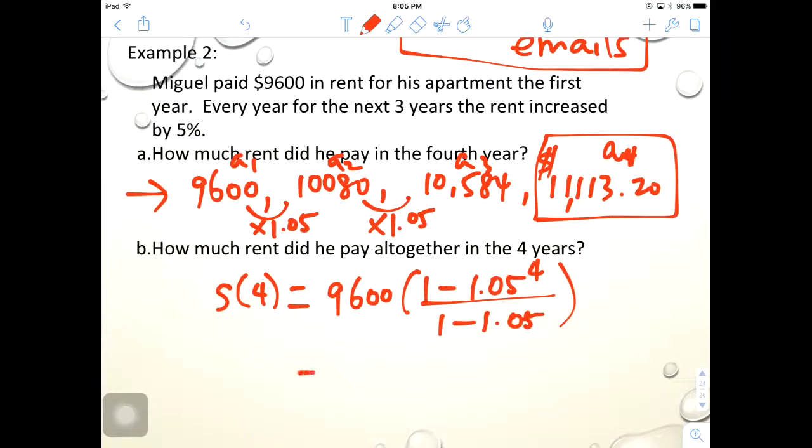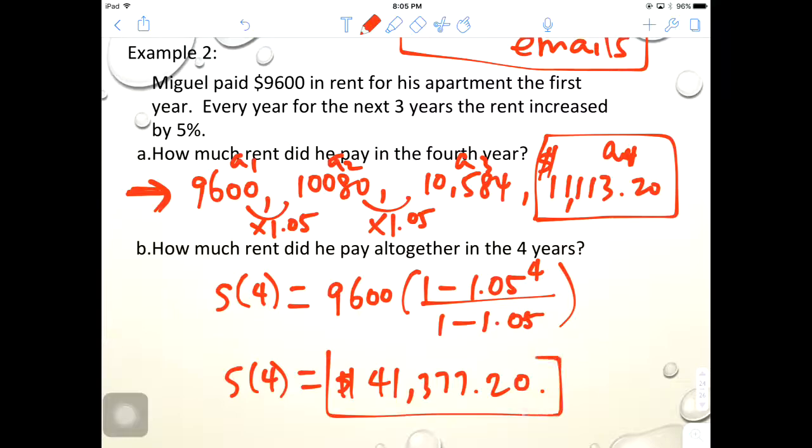And so you should be able to get a total of $41,377.20 for the total. Or, like I said, you could also get the same answer by adding all these numbers on top together. They should be exactly the same. And that's the end of this problem.